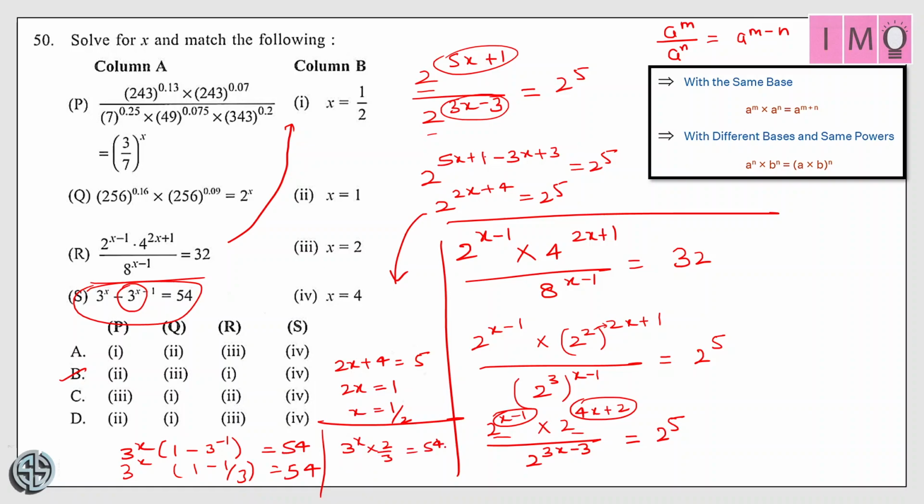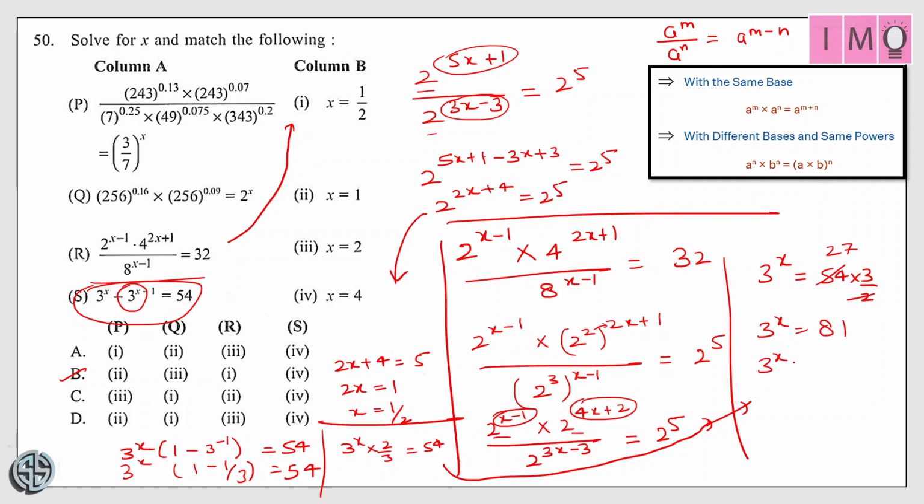When you will solve it further, let me solve it here. Okay, you will see 3 to the power x, 2 upon 3, when you will take that side it will come as 3 upon 2, it will become 27. 3 to the power x is equal to 27, 81, that we can write as 3 to the power 4. So the value of x is 4 here. So fourth is the fourth option. So option B is correct, right?